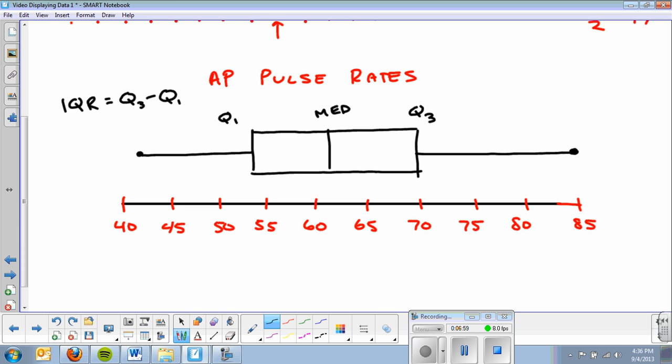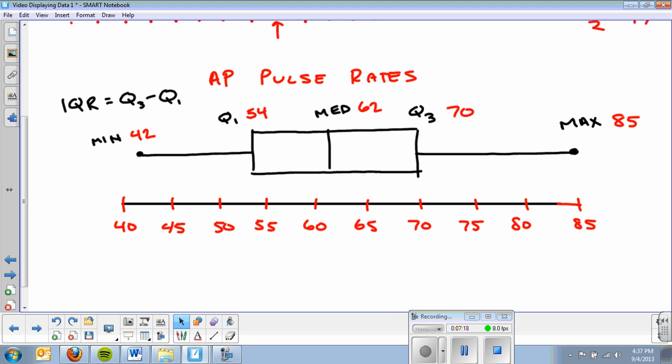Now I like to do one last thing because sometimes my scale is not perfect. I label the 5 points right on there. So my min was 42, Q1 was 54, the median was 62, Q3 was 70, and the max was 85. And that is a box and whisker plot.